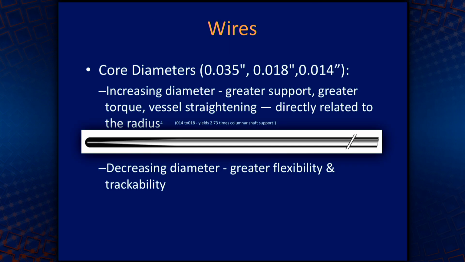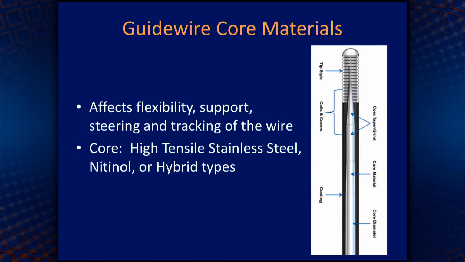The wires come predominantly in three diameters: 0.35-inch, 0.18-inch, or 0.14-inch. When you increase the diameter, you increase support, torqueability, and vessel straightening, and it's directly related to the radius. So when you go from 0.14 to 0.18, you essentially increase the columnar shaft support by 3 folds. Now when you decrease the diameter, we increase the flexibility and trackability of the equipment.